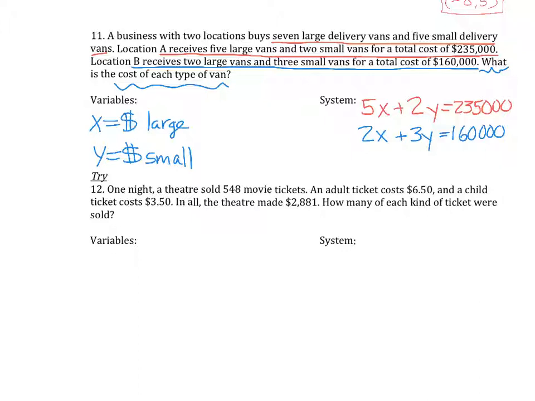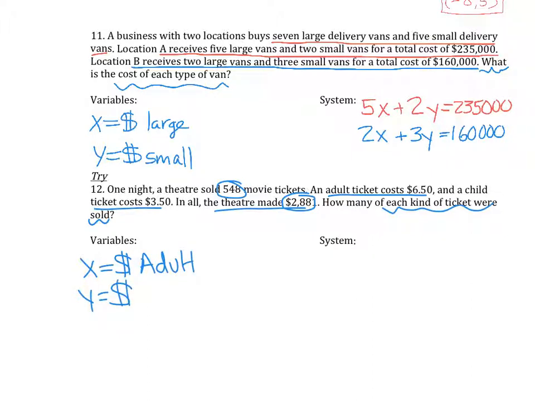Okay, so it says one night a theater sold 548 movie tickets. An adult ticket was $6.50, a child's ticket was $3.50, and it says the theater made $2,881, and it tells us there were 548 sold. So then it says how many of each kind were sold. Okay, so let's see, we have adult tickets and children's tickets. So let's say X equals the price per adult, and Y is the cost per child.